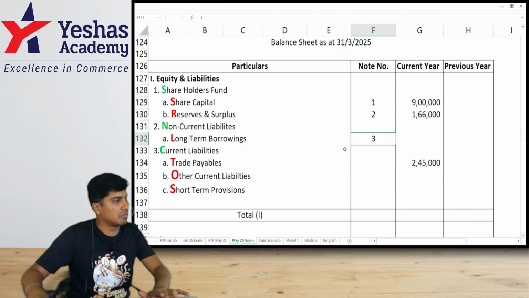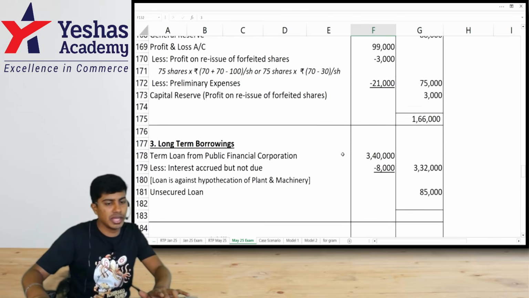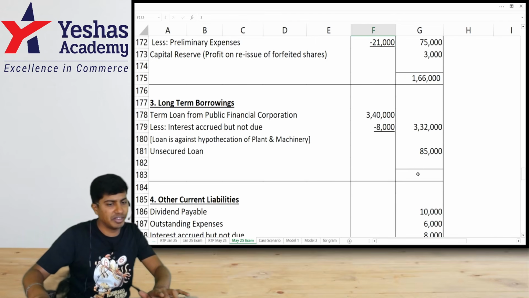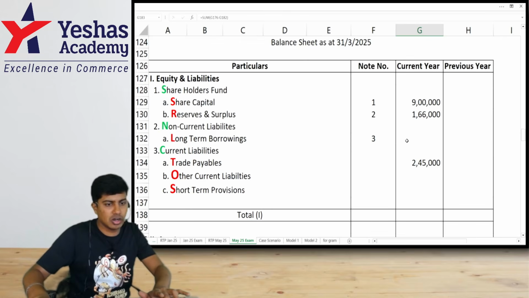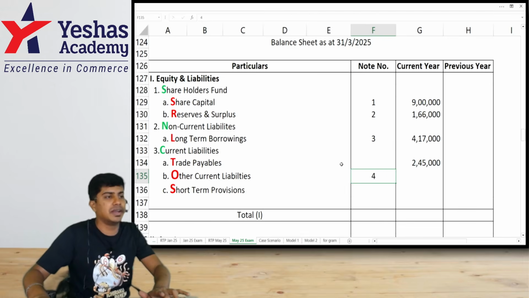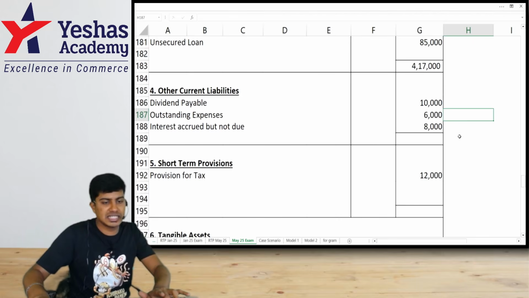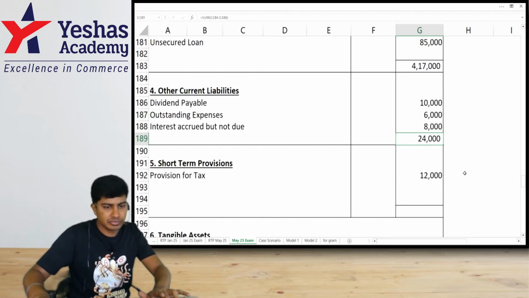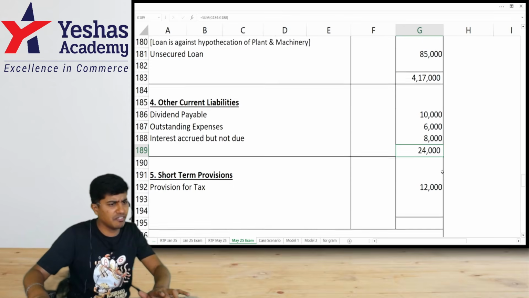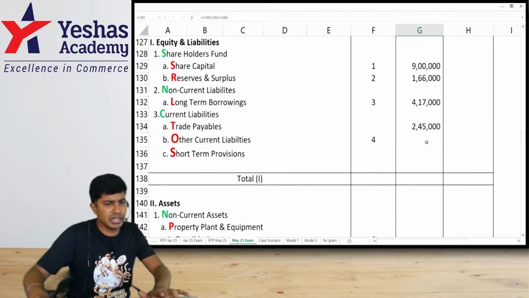Then let's do long-term borrowings. 332 plus 85, 4 lakh 17. Let me write note number 3, long-term borrowings, 4 lakh 17. Trade payables done. Other current liabilities, how much is it? Note number 4. 10 plus 6, 16. 16 plus 8, 24. Let me write 24 for other current liabilities.